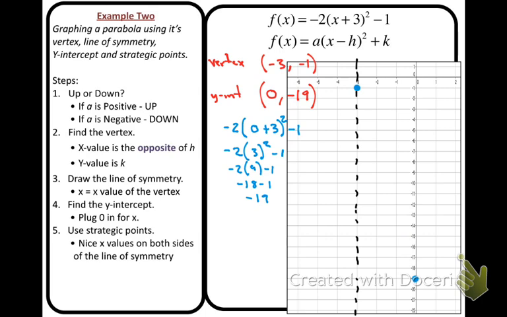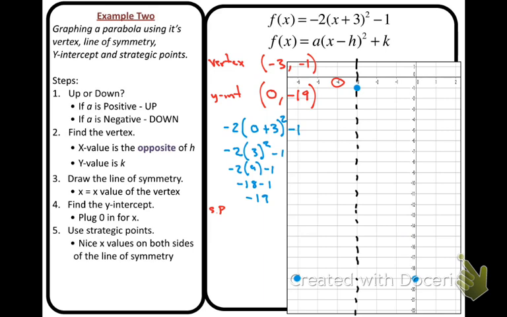And now I'm going to reflect this. So that's 1, 2, 3 away. 1, 2, 3. That's my free point right there. Now I'm going to pick my strategic point. And this time I'm going to choose, let's see. I think I'll choose negative 4. It's right next to the vertex. It makes it easy. So I'm going to choose to plug in negative 4.